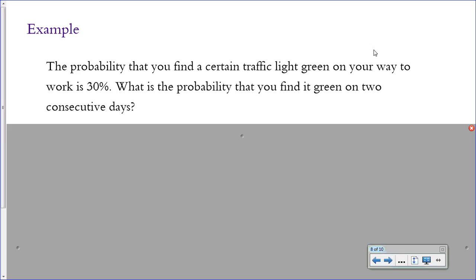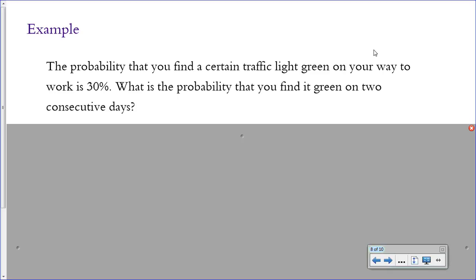Here's a simple example that seems more complicated than it is. The probability that you find a certain traffic light green on your way to work is 30%. So what's the probability that you would find it green on 2 consecutive days? So here again, we have the story enough to determine that finding the light green today is not going to impact whether I find it green tomorrow. So one day and the next day are independent events.